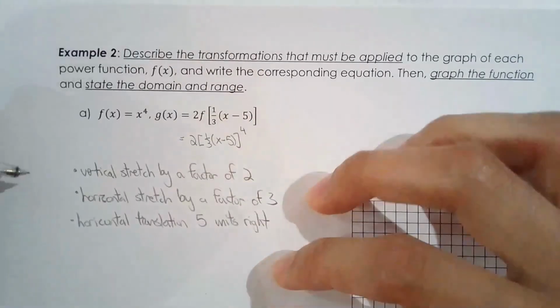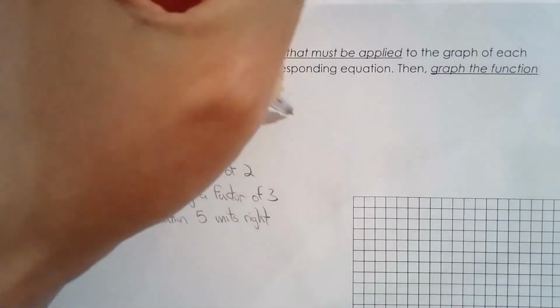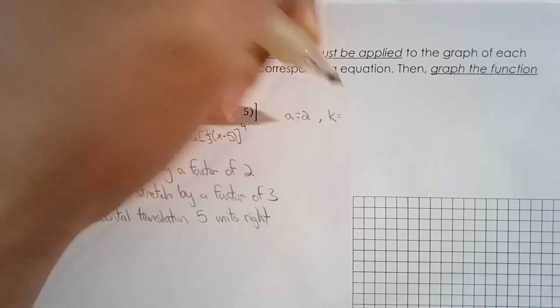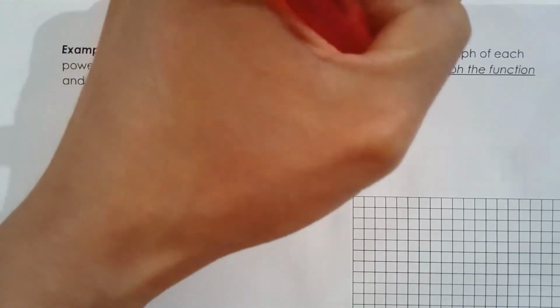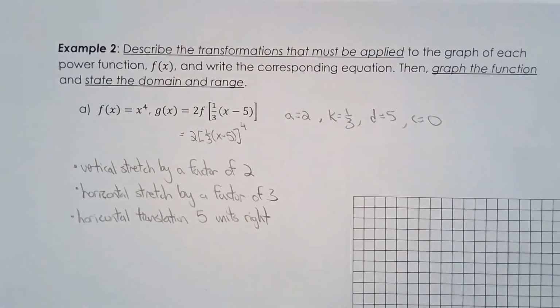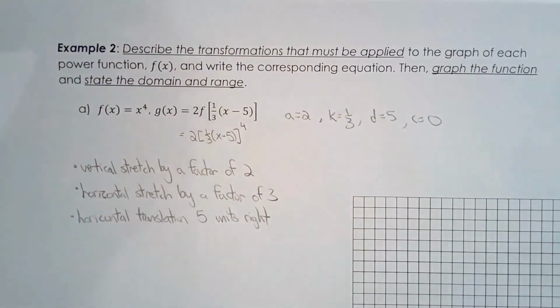Now some students have trouble stating transformations, so what I would suggest to them is write down the parameters first. So you write a equals 2, k equals 1/3, d equals 5, and c equals 0. So write down the parameters and then state the transformations if you're having trouble. Because what I'm doing is I'm writing down in my head and then I'm stating the transformations.